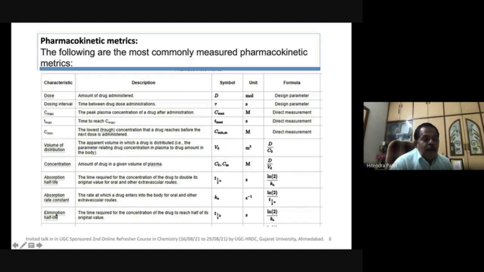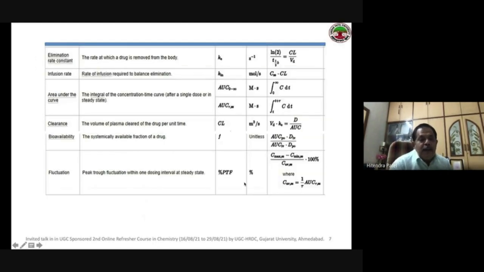And here another one is the elimination half-life, which is the time required for the concentration of a drug to reach half of its original value. So friends, there are different kinds of terms, and the symbols are given here. Similarly, the elimination rate constant is the rate at which a drug is removed from the body. That is KE, the drug elimination constant, right?